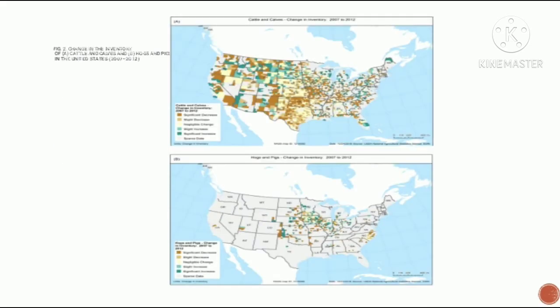The change in the inventory of cattle and calves, hogs and pigs in the U.S. from 2007 to 2012. Dark brown symbolizes significant decrease.